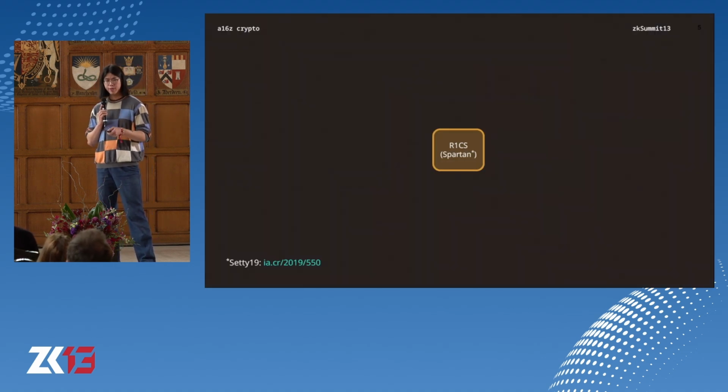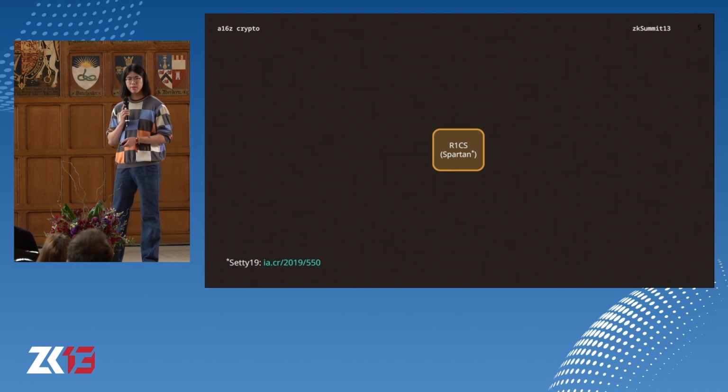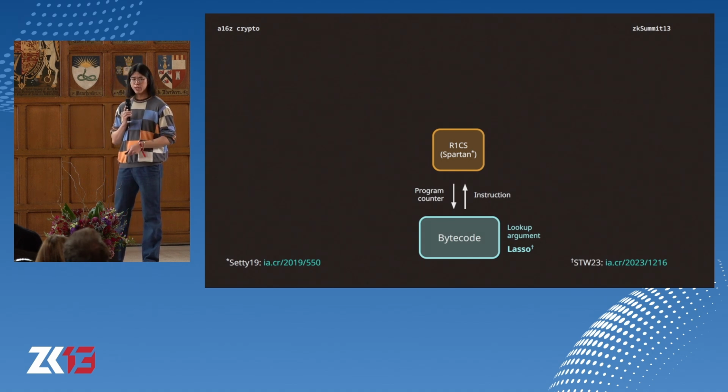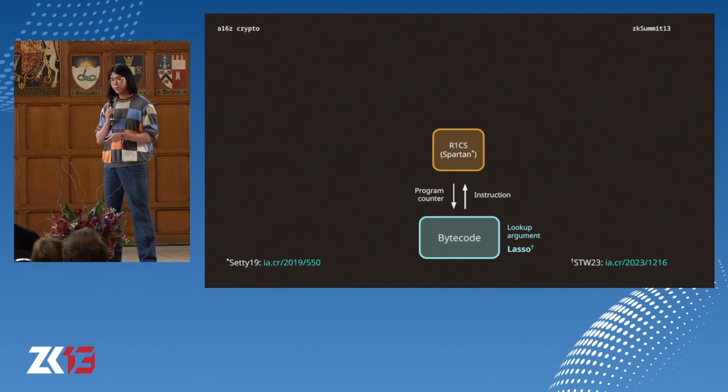Pictorially, this is roughly what the Jolt architecture looks like. In the center, we have this small R1CS instance, which we prove using Spartan. And it serves as the glue between the other components in Jolt. So we perform lookups into the bytecode, fetching each instruction based on the current program counter. We prove that using the Lasso lookup argument currently.